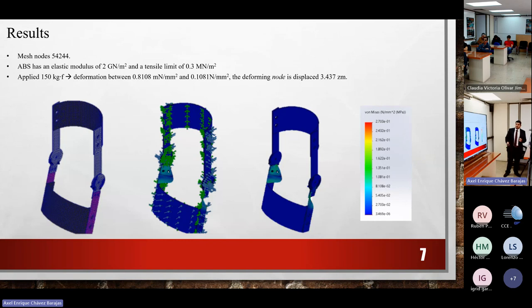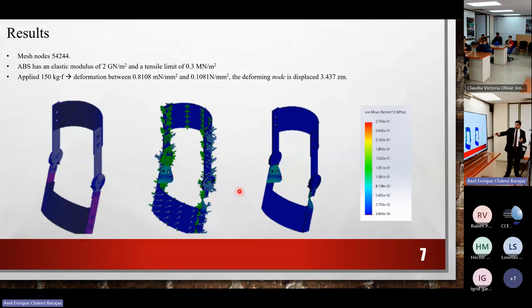For our results, we applied a von Mises static analysis, applying a 150 kilogram-force load to the whole prototype. In the first image, we can see the mesh. This mesh has this number of nodes, and it represents the whole structure of the knee brace. In the second image, we can see a lot of points with different colors, in green and in blue. These are the points where we apply the load.